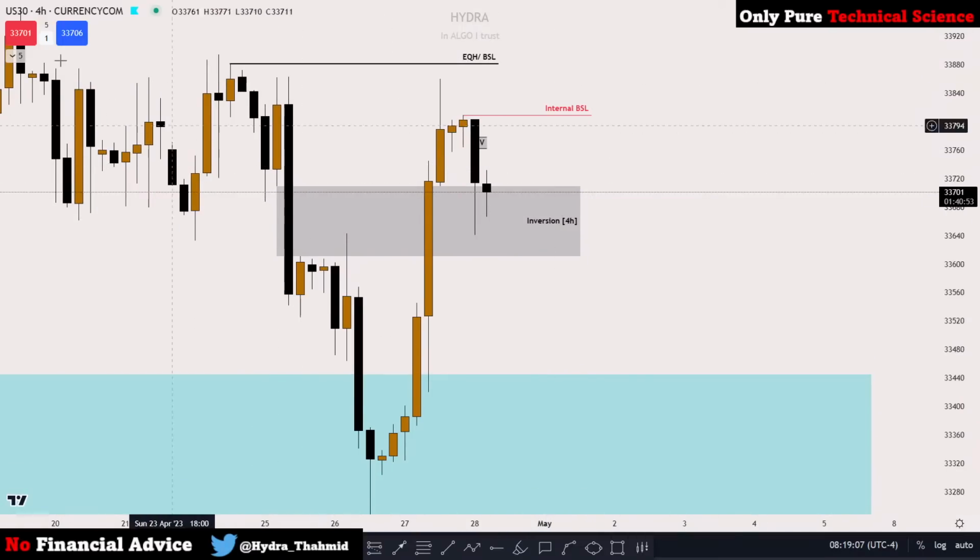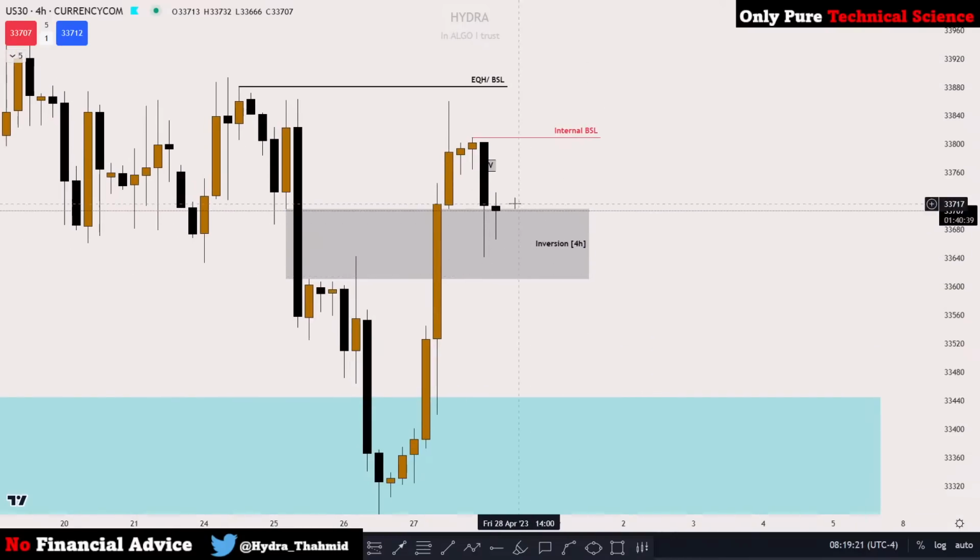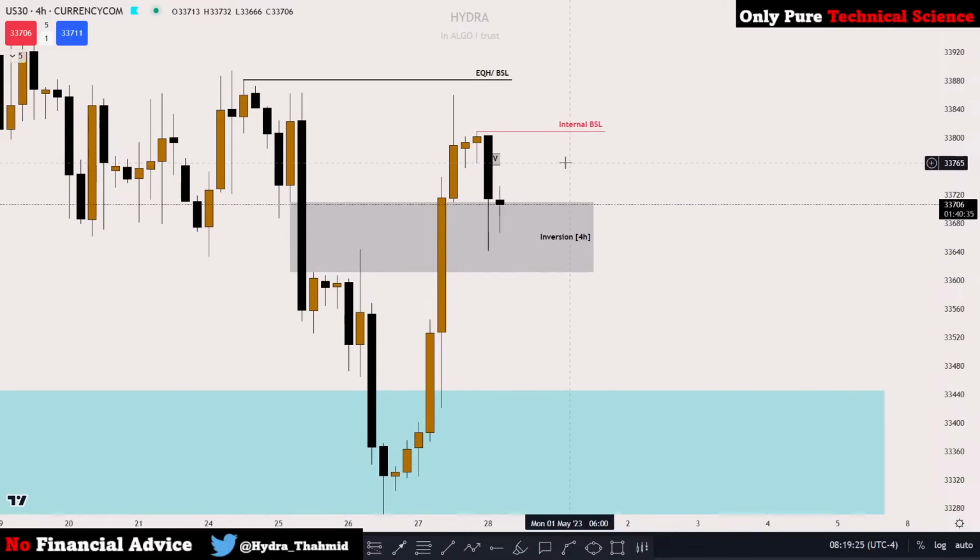And we have this 4-hour inversion. You can see that that's a CB, sell side imbalance, buy side inefficiency. If I extend it out on time, you can see that this CB failed to provide support for price towards the sell side, so that's an inversion now. We are seeing support from this inversion here. So let's go to the hourly chart.